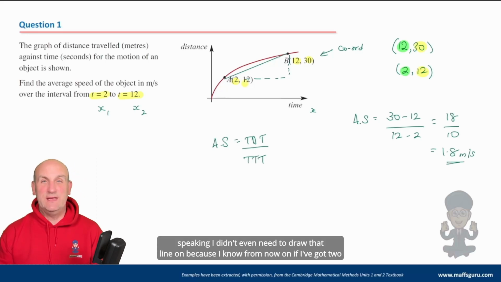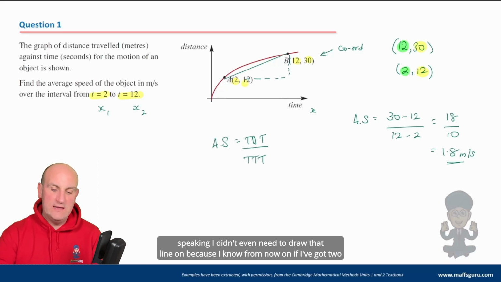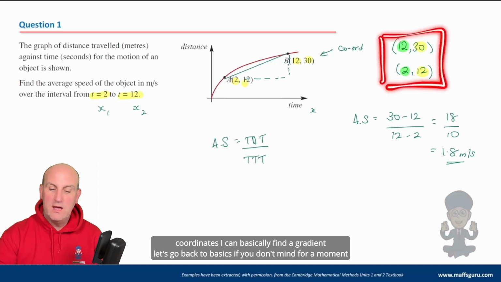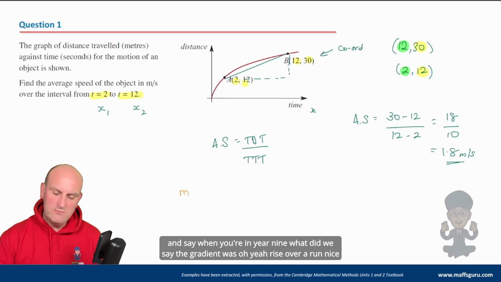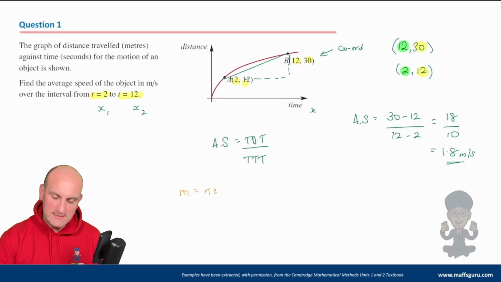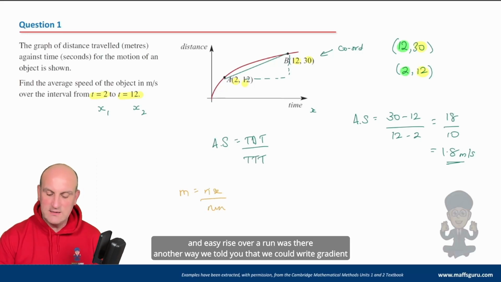So realistically speaking, I didn't even need to draw that line on, because I know from now on, if I've got 2 coordinates, I can basically find a gradient. Now let's go back to basics, if you don't mind, for a moment, and say, when you're in year 9, what did we say the gradient was? Oh yeah, rise over run. Nice and easy. Rise over run.